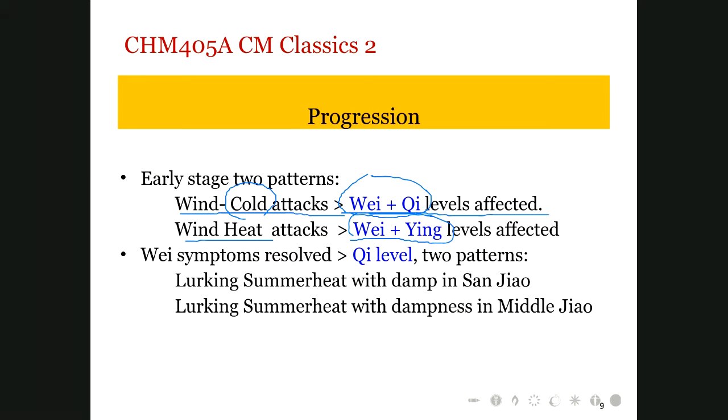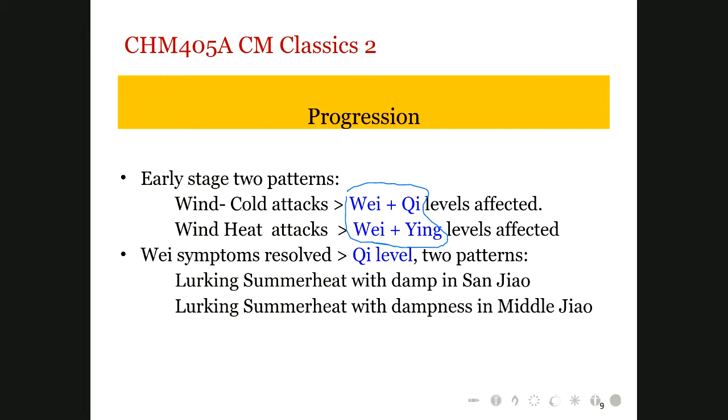Now, Wei level symptoms resolving, and Qi level and full patterns. Usually there is never a singular Wei level disorder in the lurking summer heat pattern. They are always simultaneously either Wei and Qi, or Wei and the Yin level. You can see it is always a kind of combination pattern. So no matter whether it is triggered by a wind cold or wind heat attack, you need to resolve both simultaneously.